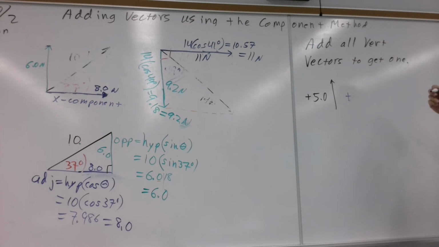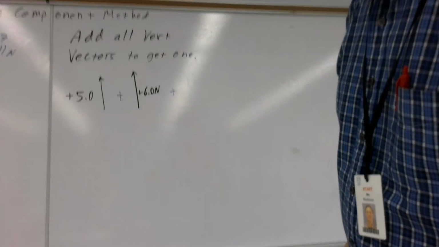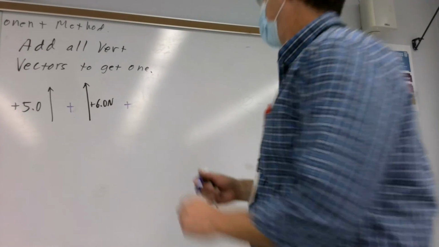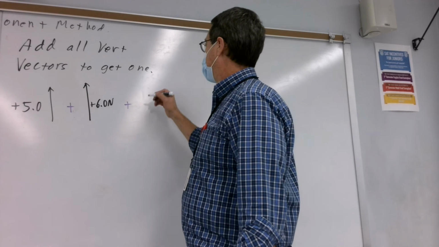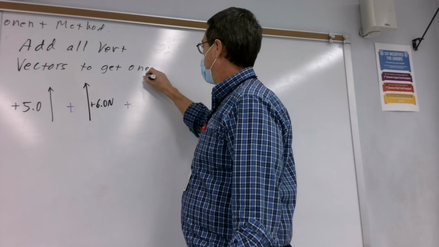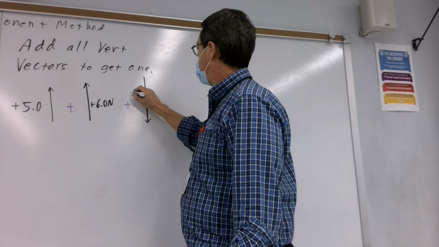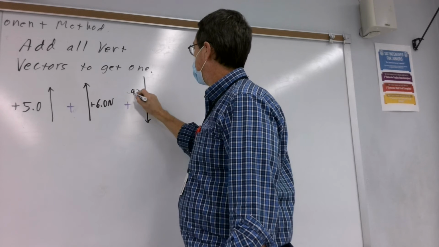And then we have a 6 newton one, right? A little bit longer, is that right? So plus a 6.0 newton one. And then what do we have? Plus a 9.2, which way does it point? Down, right? So I need to make that one longer. So that's plus a negative 9.2 newtons, is that right?